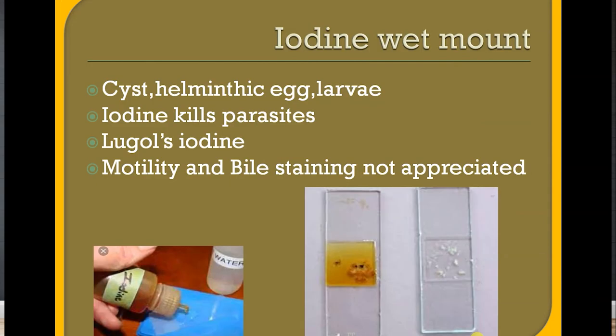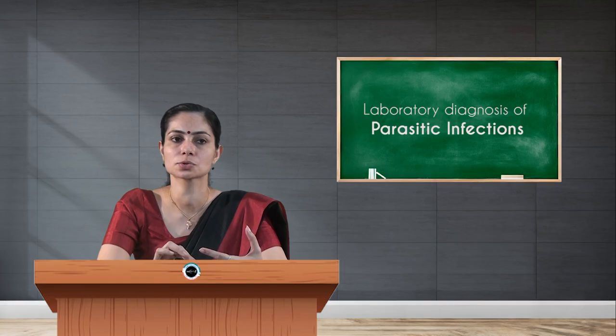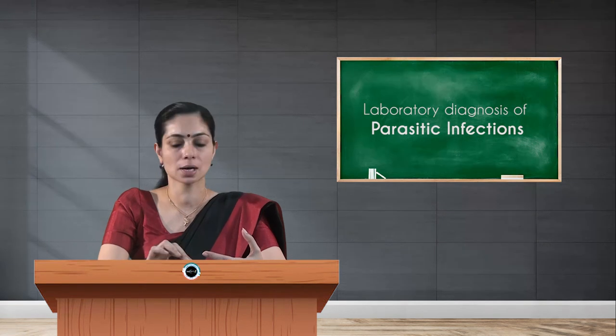So why do we do iodine wet mount? We use Lugol's iodine, 1% Lugol's iodine, for preparation of this, and you can see cysts, helminthic eggs and larval stages. But as the iodine kills the parasite, we cannot see the motility, and another disadvantage here is that the bile staining property is not appreciated. Then we go for the permanent stain smear: iron hematoxylin stain, trichrome stain, and modified acid fast staining is used for Cryptosporidium parvum and Isospora belli.